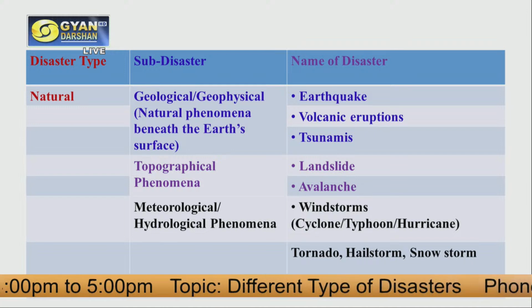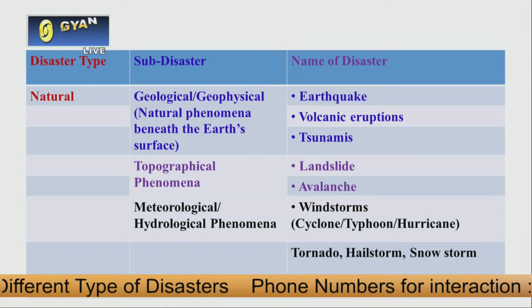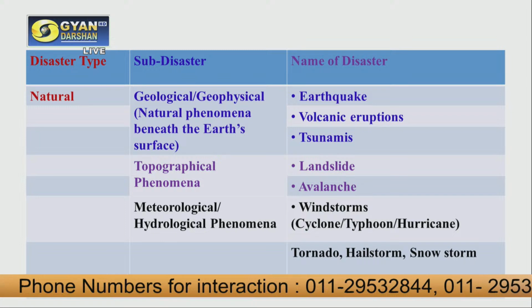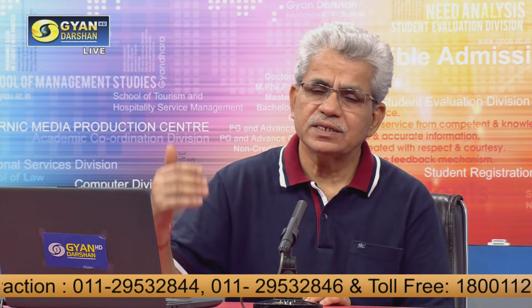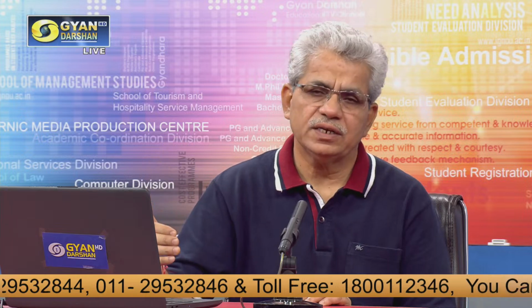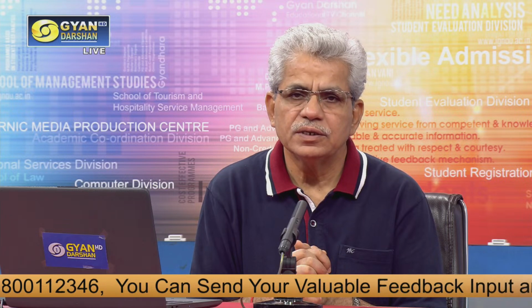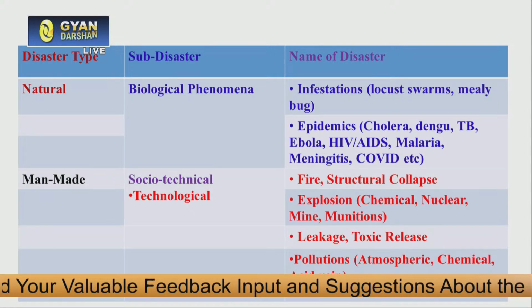Then if you talk about hydrological phenomena, then sea surges, flood and drought. These are the hydrological phenomena. So all these which I discussed here are natural disasters. Next in the list is biological phenomena. This is also under the natural disaster category.